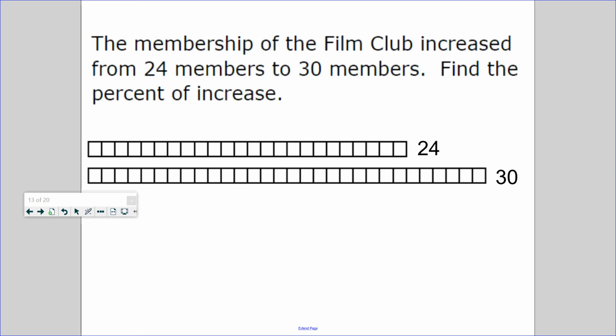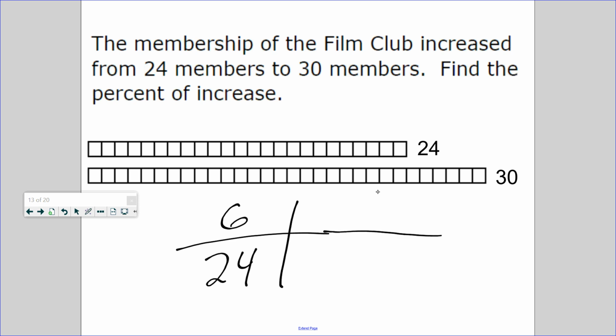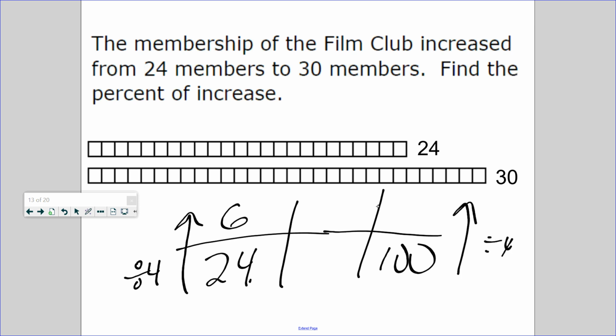The membership at the film club increased from 24 members to 30 members. So it increased. How did it increase? It increased by 1, 2, 3, 4, by 6 members. But it started at 24. So what percent did it increase by? Do you want to do a side-to-side relationship or up and down? How do you turn a 24 to a 6? Divided by 4. So it's 25%.